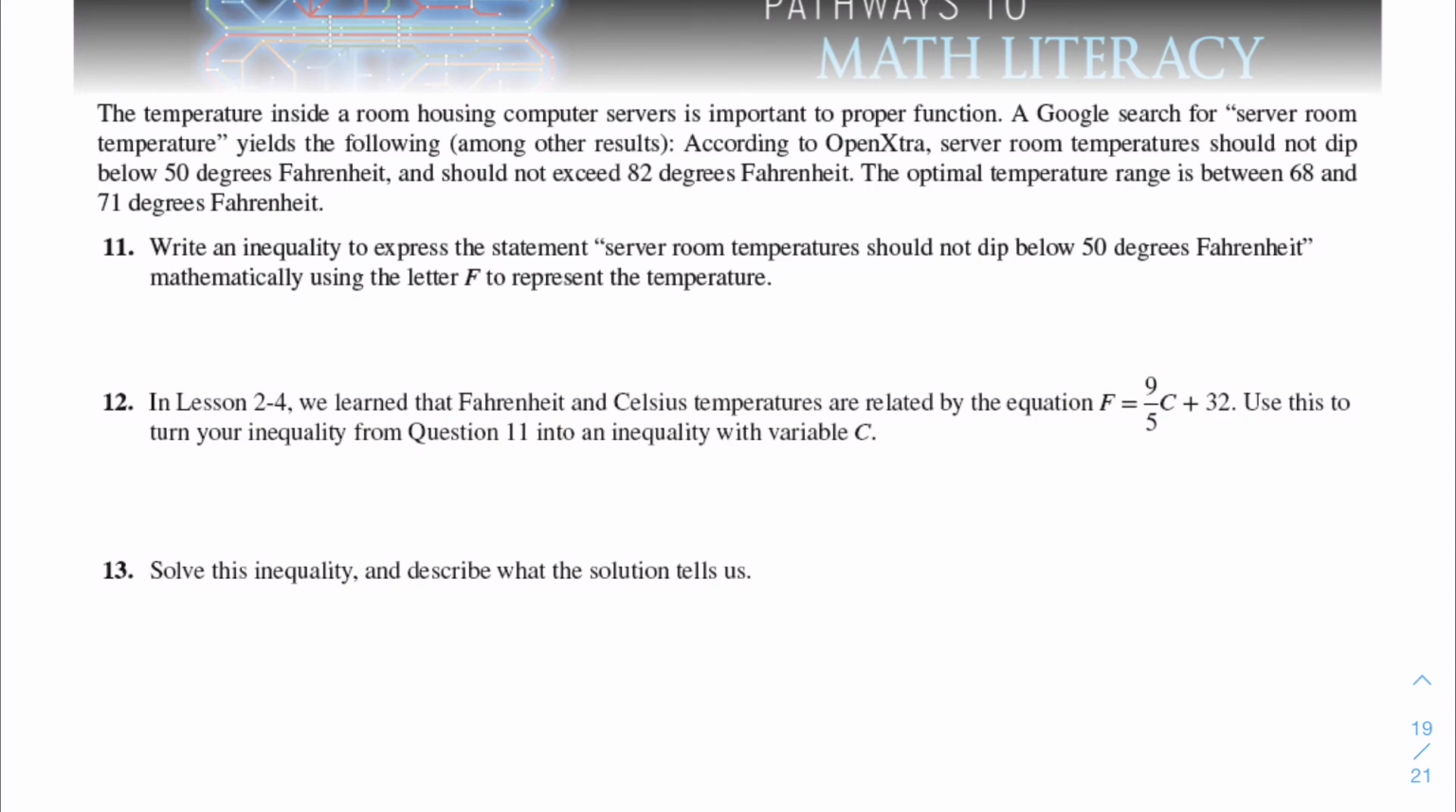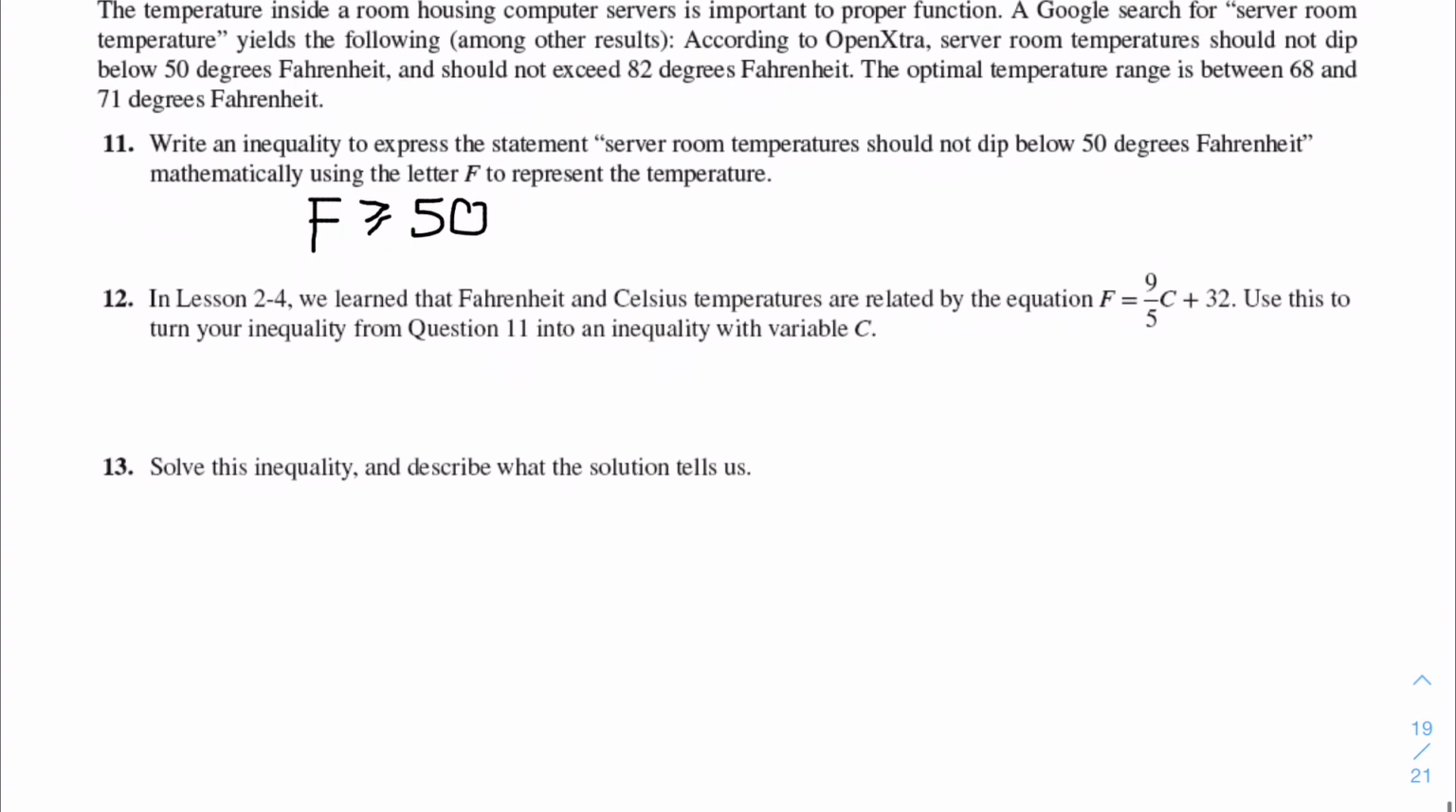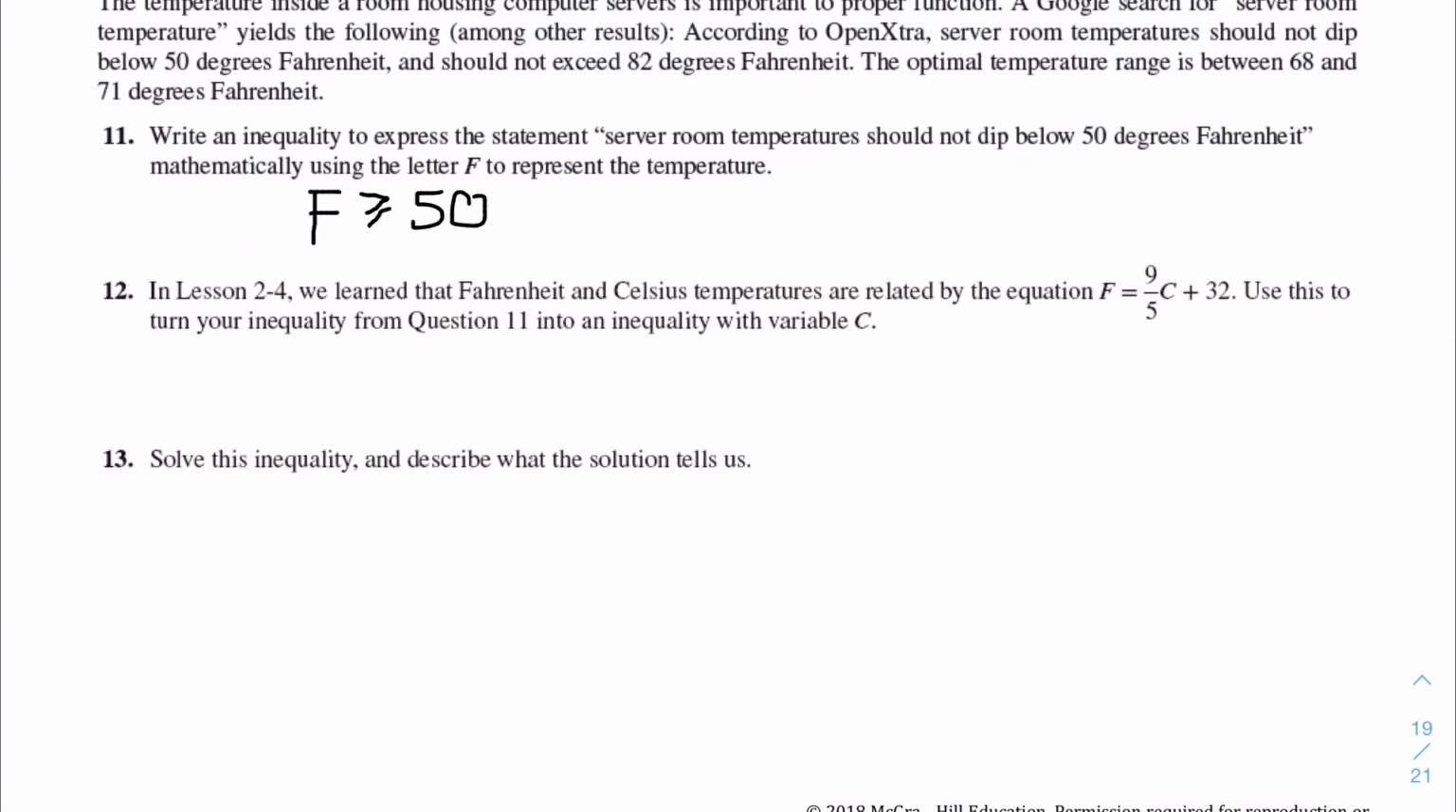So we want to write an inequality that expresses the statement the temperature should not dip below 50 degrees Fahrenheit. So our temperature, we don't know, it's going to be F, but it should never get below 50. So we want the temperatures to be greater than or equal to 50. It can't go below this quantity. But maybe suppose our thermometer or thermostat only reads in Celsius. So we want to see another inequality that relates to degrees Celsius that will satisfy it.